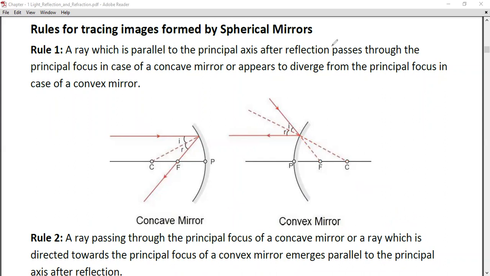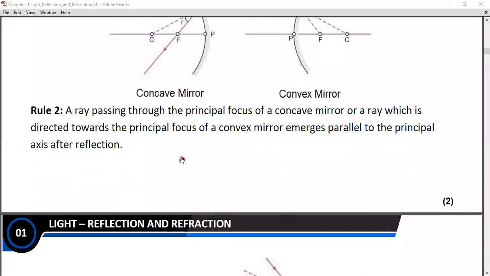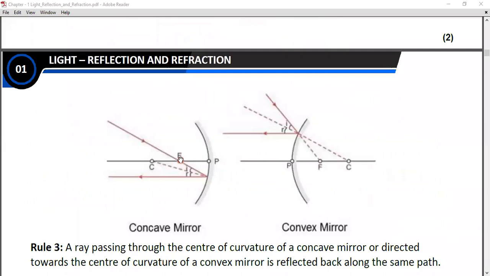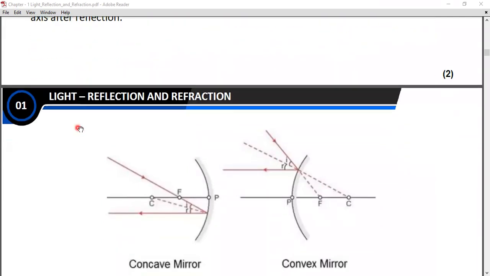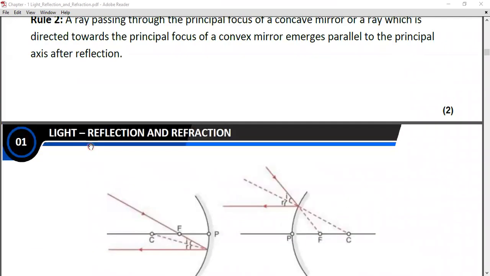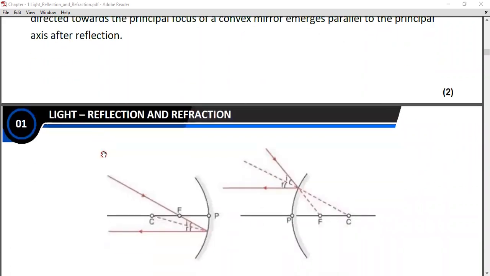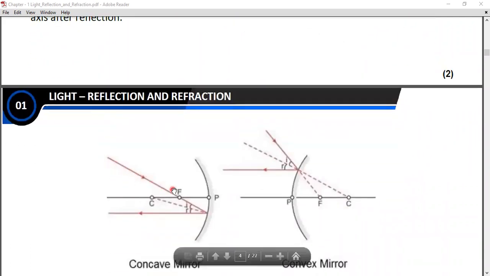If you take rule 2, then rule 2 is quite opposite to rule 1. Okay guys, in rule 2, a ray passing through the principal focus of a concave mirror, or a ray which is directed toward the principal focus of a convex mirror, emerges parallel. That means, let us see, guys, just quite opposite to this rule. That means here the incident ray is passing through the focus, students. See, the light ray in the second case passes through the focus. After reflection, it becomes parallel to the principal axis.